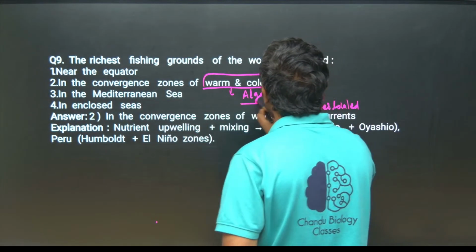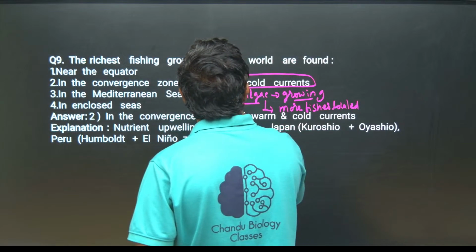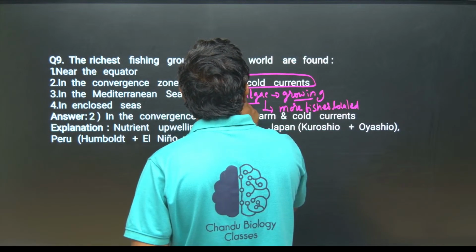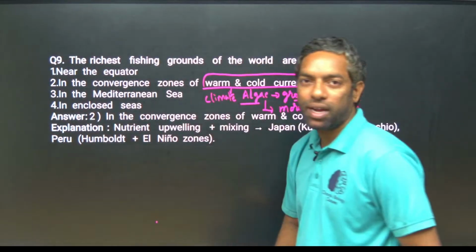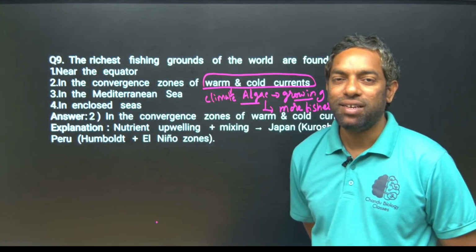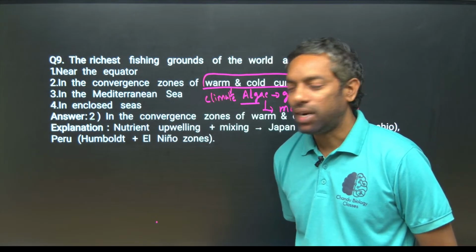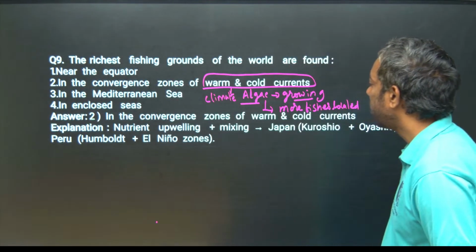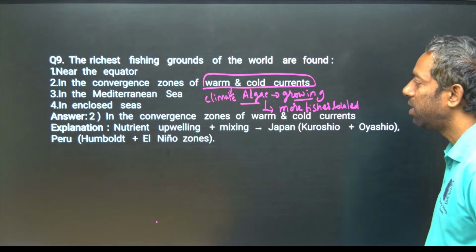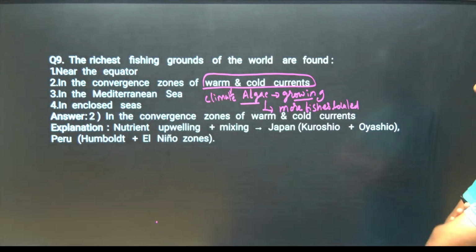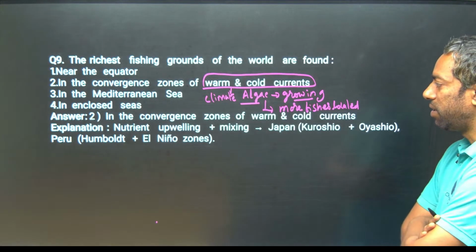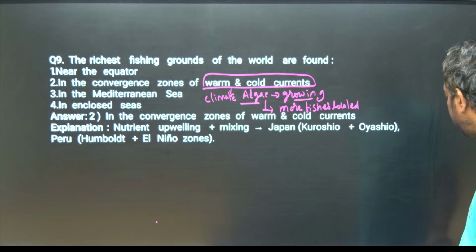If the algae grow, this climate is suitable for algae growing. Where a warm and cold current meet in one place, there are no extreme conditions, which leads to algae growing, and that is more related to fishing harbors. The convergent zone of warm and cold currents has nutrient upwelling, that is the mixing, mainly in the Japan area and Peru area.